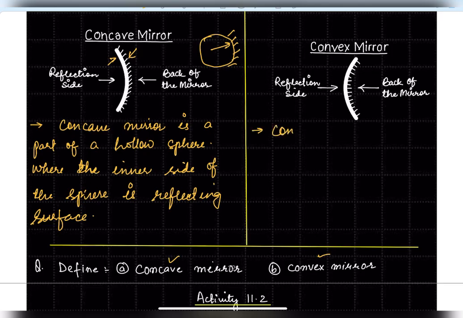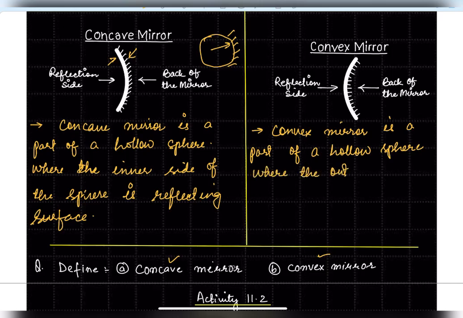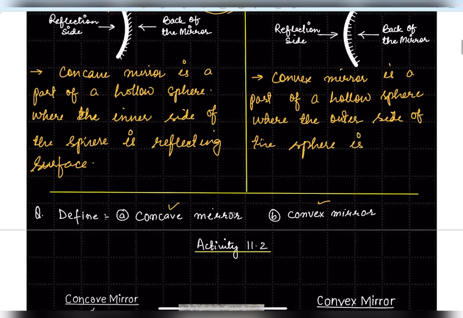Convex mirror is a part of a hollow sphere where the outer part or outer side of the sphere is the reflecting surface.